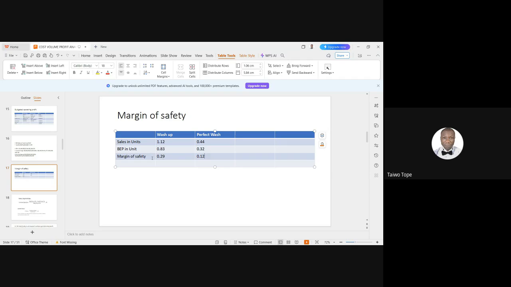Now, if you want to get this in monetary value, what will you do? Multiply by the units. You know, all these are in units already. So if you want to convert all these to monetary value, what is the sales price per unit? $40,000, and for this it is 70,000.